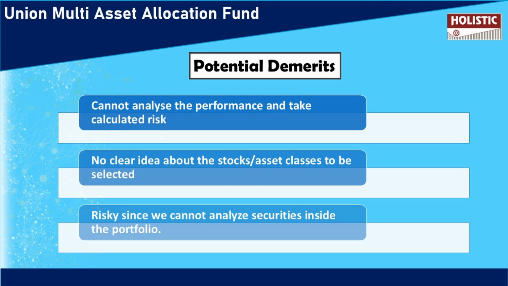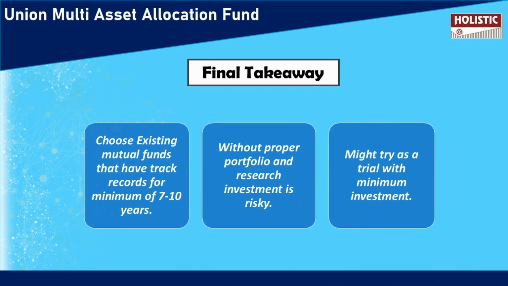Also, as an NFO, we do not have a clear idea about the stocks or the asset classes to be selected under this NFO. So it's even more risky since we cannot analyze the securities present inside the portfolio. We need to consider all these factors thoroughly to better understand what the potential risks present in this NFO are. So what is the final takeaway from our analysis?